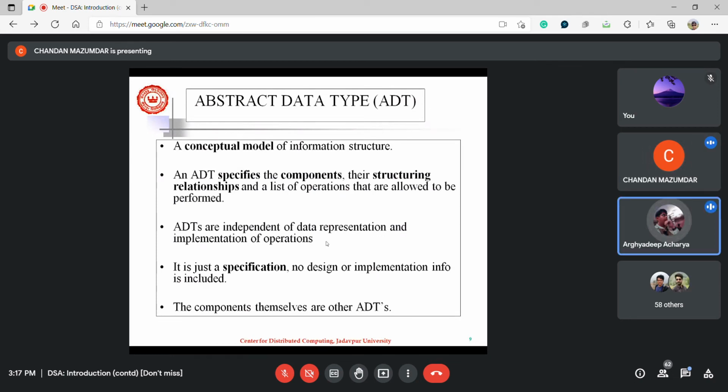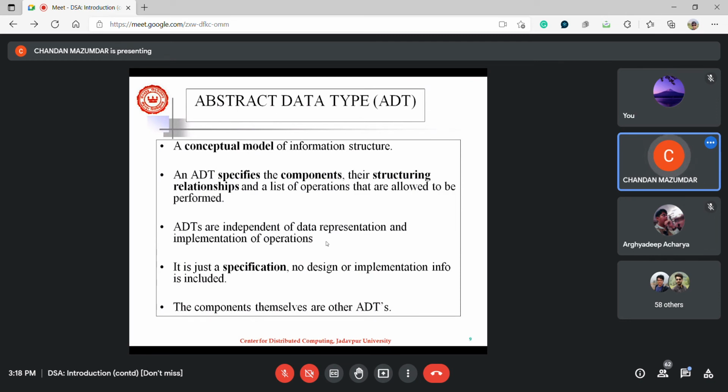Sir, what is meant by no design? Shouldn't an abstraction involve the design? It is just a specification, right? Specification means what it is, not how it is done. Design is how it is done, and implementation is the implementation of the how. Implementation means actually executable something. Design is a representation of that executable, and specification is a representation of what is to be done.